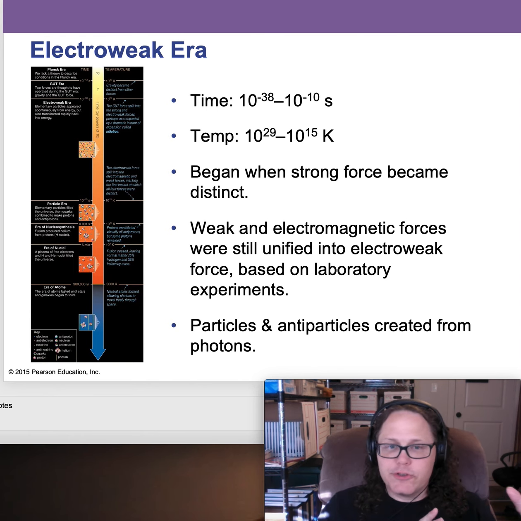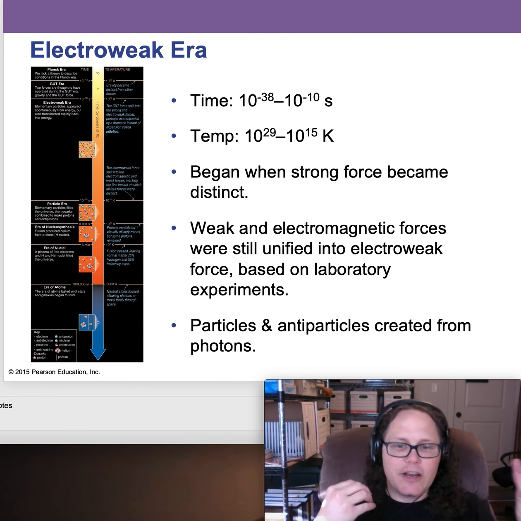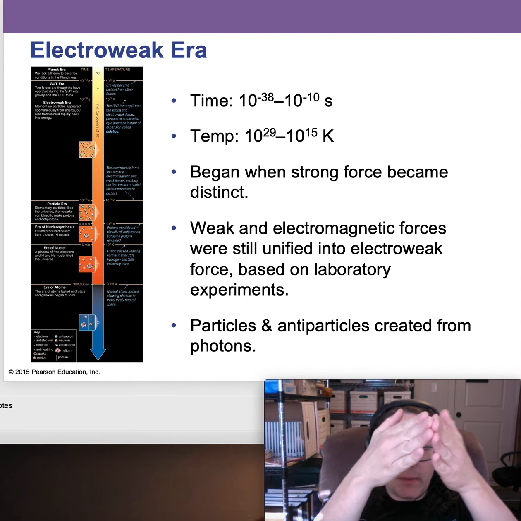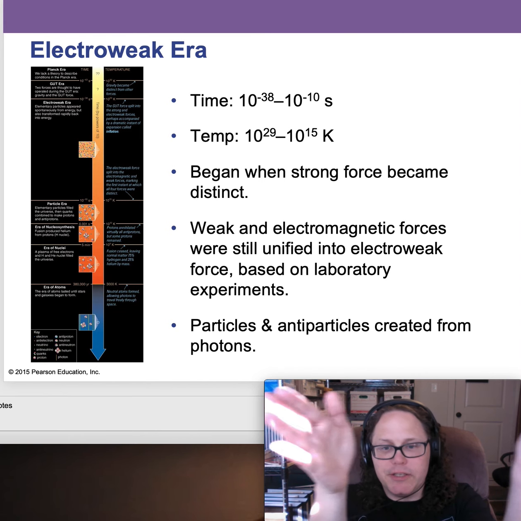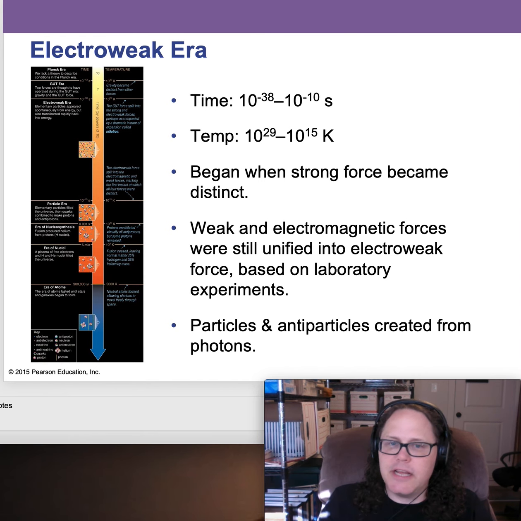At higher temperatures than this, the electromagnetic force and the weak force are combined into the electroweak force. When temperatures drop below this, the electromagnetic force separates from the weak force. They become distinct forces.